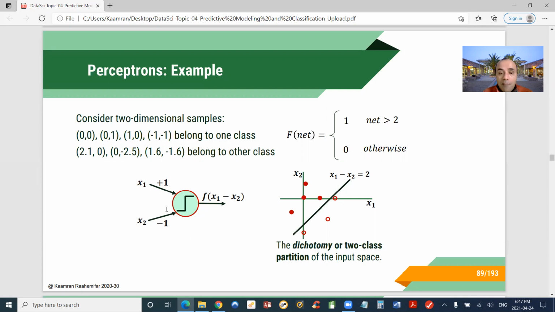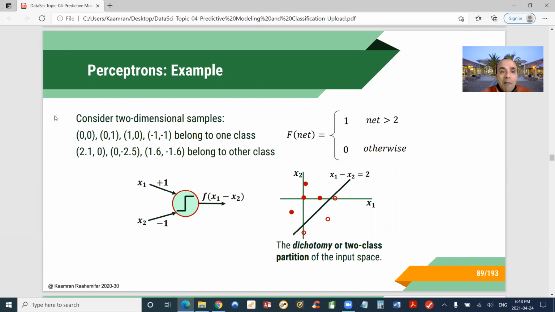And now keep in mind, this is +1 times x1, this is -1 times x2. So still the summation applies, except that the coefficient of x2 is -1. So it's going to be x1 minus x2, and that's going to be the f of the summation of x1 plus open bracket minus x2 close bracket. So that's the way you could potentially look at it.